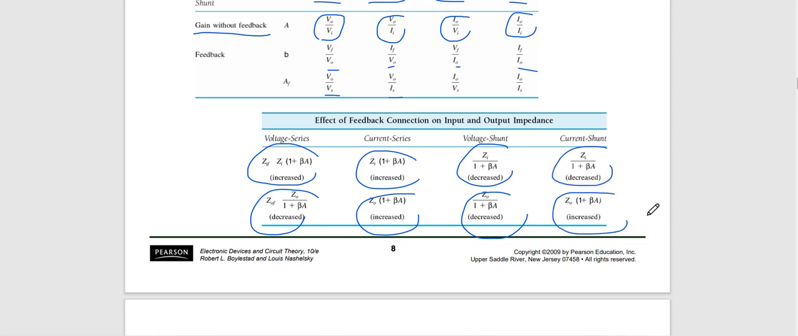So in this case, if you want to increase the input impedance and decrease the output impedance, you can use the voltage series connection. But if you want to increase both input and output, you can use the current series. And then if you want to decrease both the input and the output impedance, you can use the voltage shunt. And then the last, if you want to increase the output impedance and decrease the input impedance, you can use the current shunt.